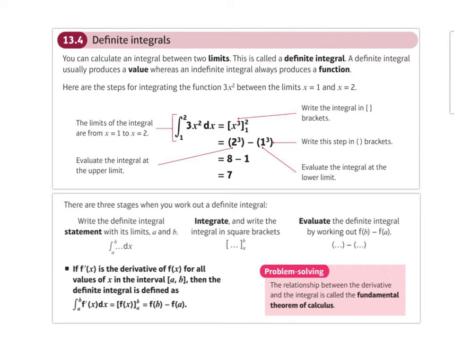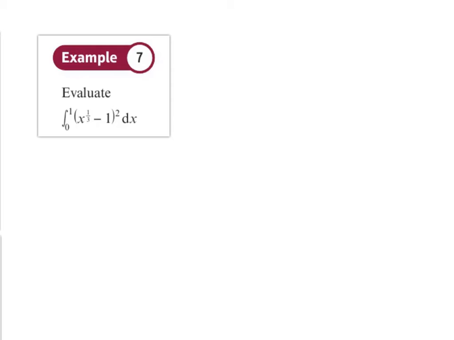So just a reminder of that. The 3 stages: write out the integral, including its limits, integrate. Now we tend to use square brackets here, writing our limits at the far end, and then we fill in each limit into our integral and tidy up to get our answer. So here you can see in general the formal notation. Now let's look at examples.